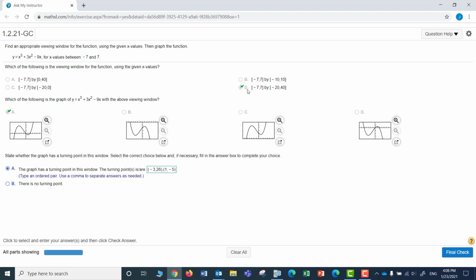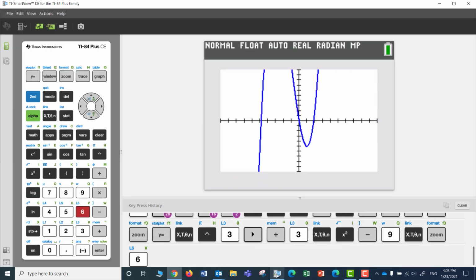You can see here in part A, the first part, the viewing window is from -7 to 7 for the x coordinates, and for the y coordinates from -20 to 40. So we're going to adjust our viewing window on the calculator as the problem gave.